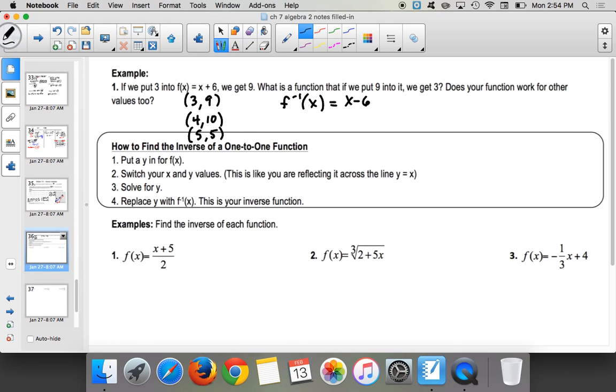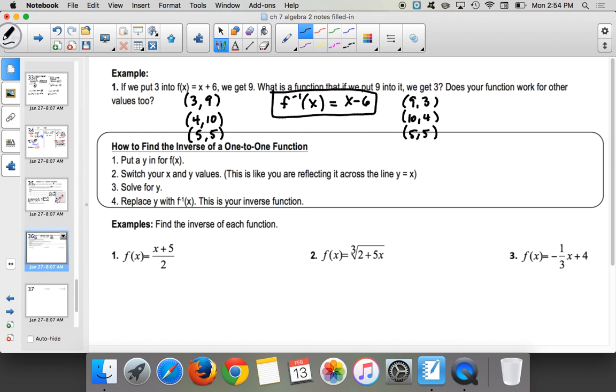Do you guys see it? If I put in 9, do I get 3? If I put in 10, do I get 4? If I put in 5, do I get 5? Yeah, it totally works. So that's what our inverse function is. But it's not always that simple. You can't just guess. I can't look at number 1 and be like, I'm probably going to have a divide or a times 2 and a minus 5, so I'm just going to say 2x minus 5. It doesn't always work that way. So we're going to have to think about it.